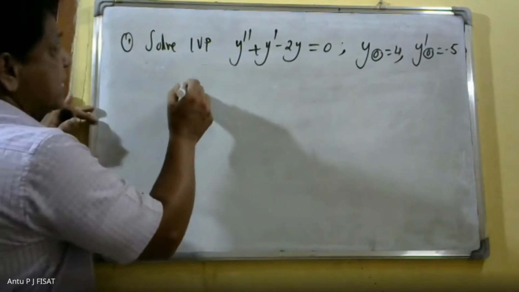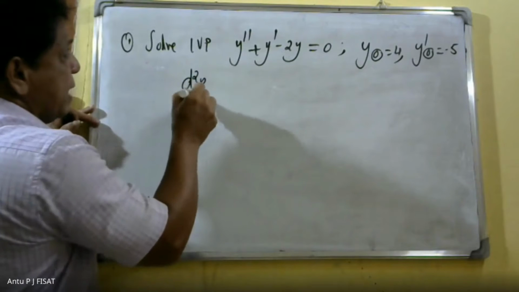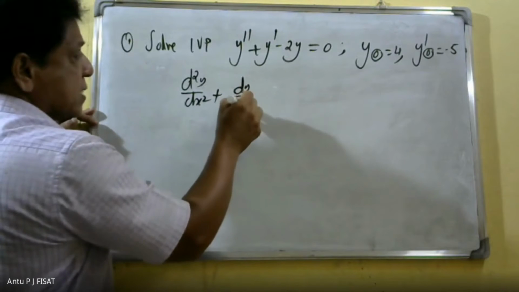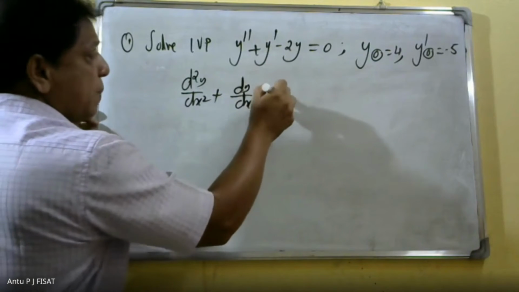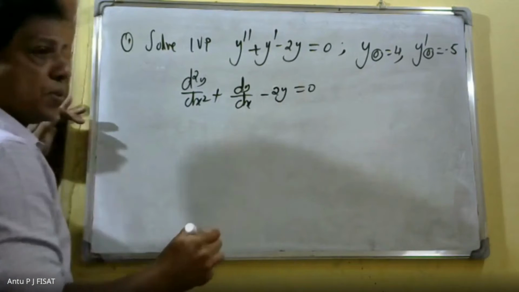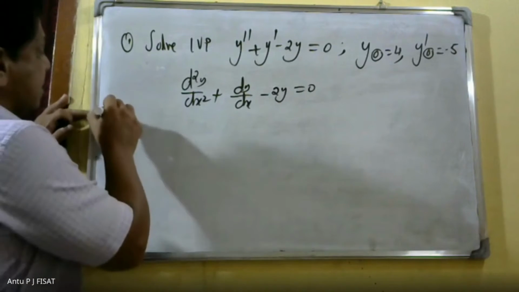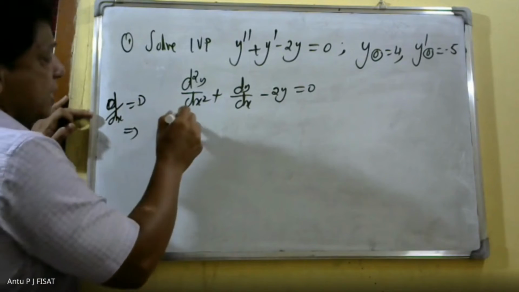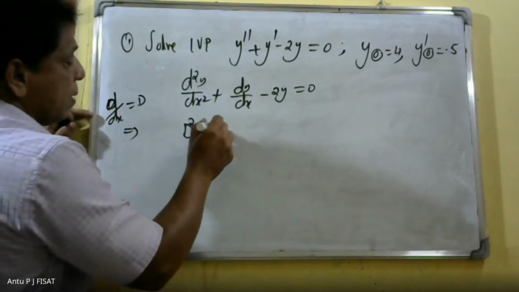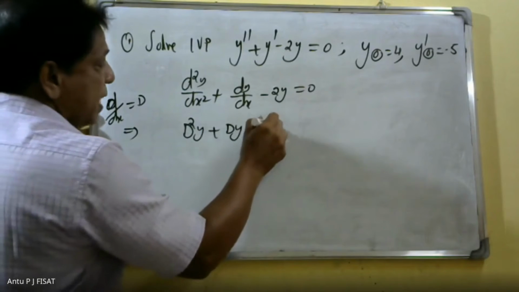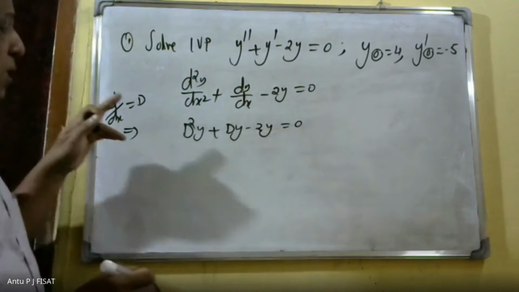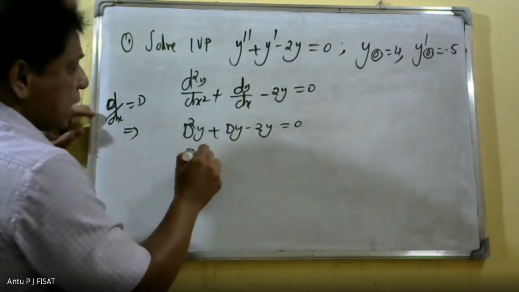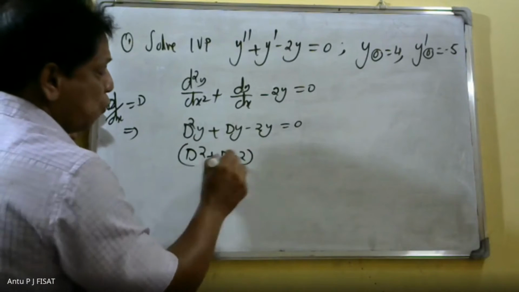Here, y double dash can be taken as d square y by dx square, and y dash as dy by dx. Second derivative, first derivative, minus 2y is equal to 0. In this case, d by dx is taken as capital D. Then it will become D square y plus Dy minus 2y is equal to 0. That is, (D square plus D minus 2) of y is equal to 0.